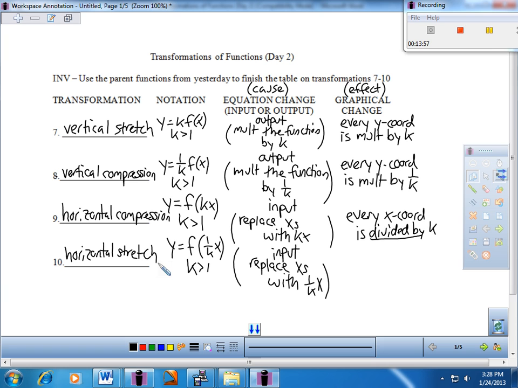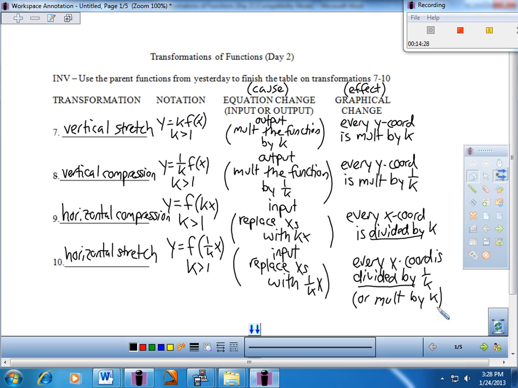Okay, good. And same scenario, we're going to actually put this in. Let me put it in now, and then I'll go back to that graph. But basically, every x coordinate is divided by 1 over k. I'm going to go ahead and highlight that. But just think of this in these terms: dividing by 1/2 is really the same as multiplying by 2. So I'm going to write this, or multiplied by k.